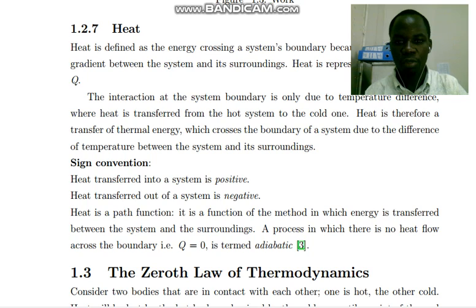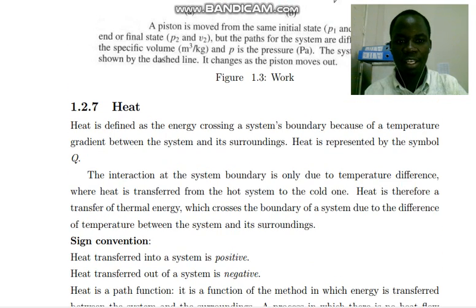We are still continuing with the terminologies used in thermodynamics. So we have heat. Heat is defined as the energy crossing a system's boundary because of temperature gradient between the system and its surrounding. Heat is represented by the symbol Q. The interaction at the system boundary is only due to temperature difference, where heat is transferred from the hot system to the cold one. Heat is therefore a transfer of thermal energy which crosses the boundary of a system due to the difference of temperature between the system and its surrounding.